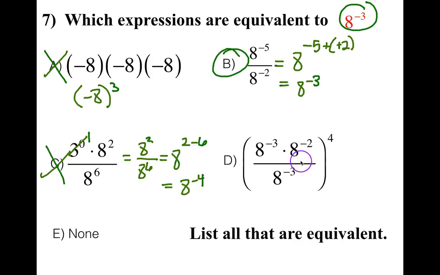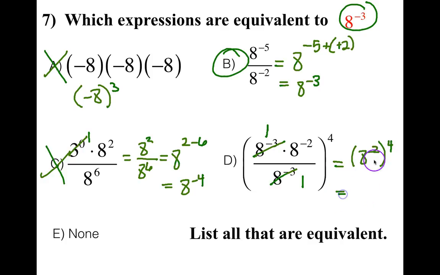Now for option D, okay, once again, you want to make sure you simplify what's within the parentheses first. To save myself some time, I'm going to go ahead and recognize, hey, a to the negative third and a to the negative third, I can definitely reduce that down. A to the negative third divided by a to the negative third would be 1, which just leaves me with 8 to the negative second raised to the fourth power.